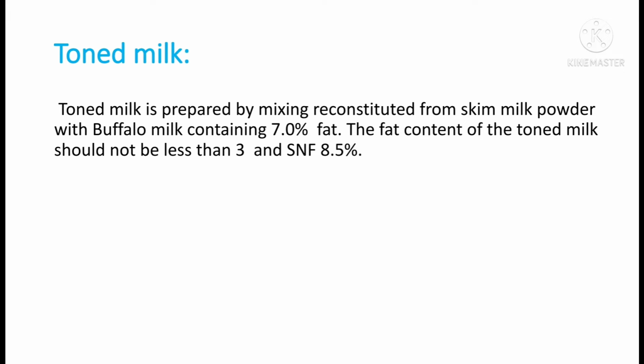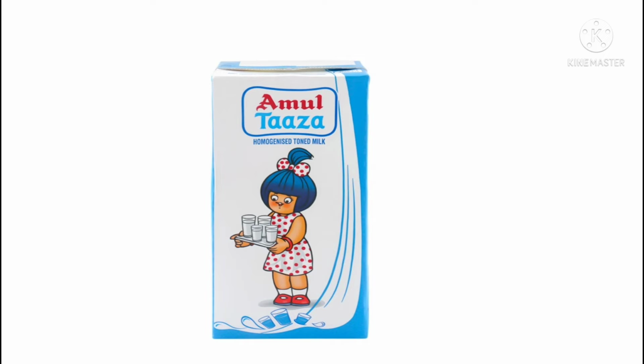Next, the standardization image can be observed here, and the next definition is toned milk. Toned milk is prepared by mixing reconstituted skim milk powder with buffalo milk containing 7.0% fat content. Here the word reconstituted is used in the sense that the skim milk is prepared from its powdered form. And the fat content of toned milk should not be less than 3% and the SNF 8.5%. In the next slide you can observe the image of toned milk. Usually we use that milk, Amul.